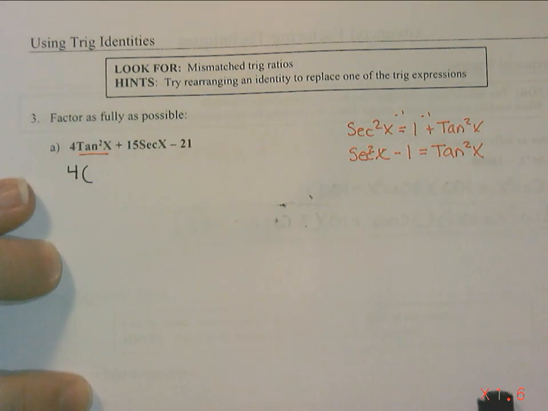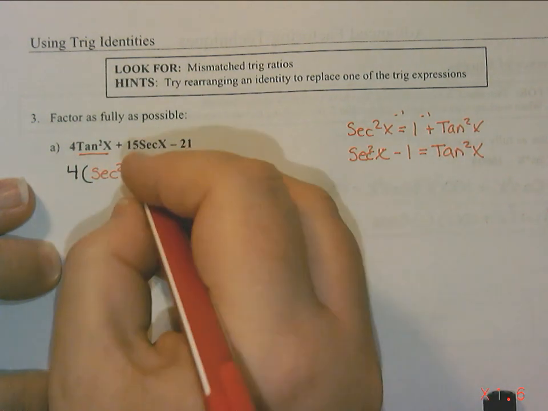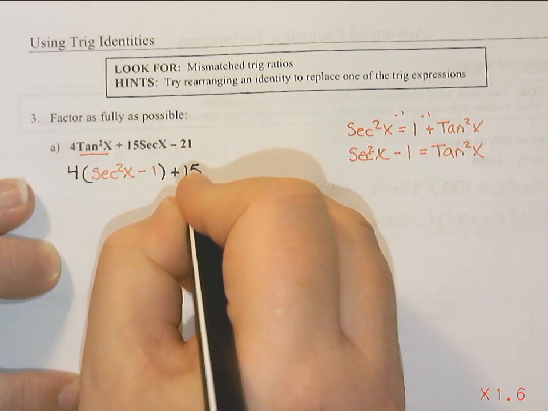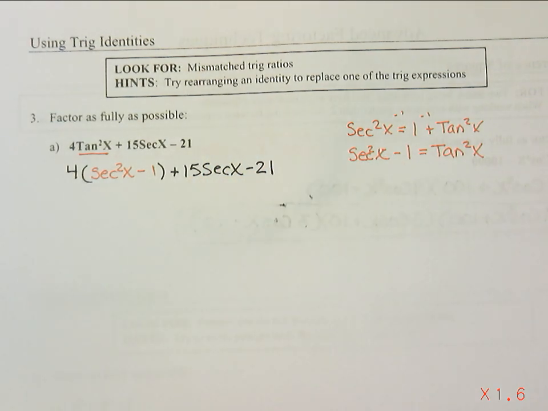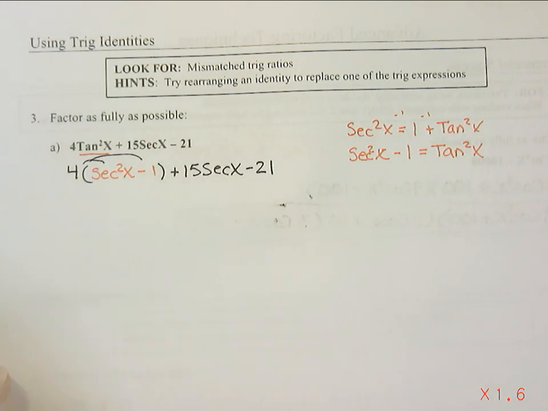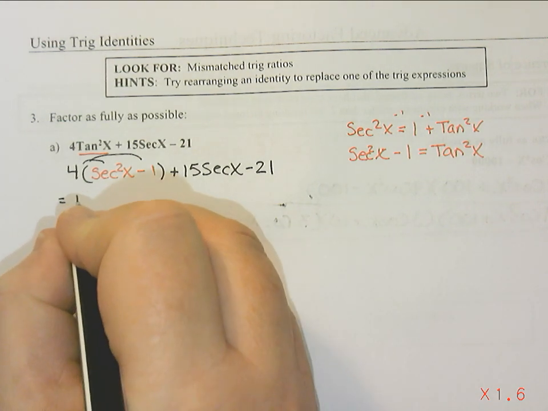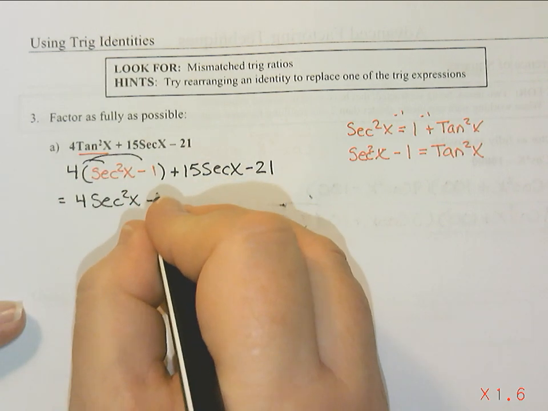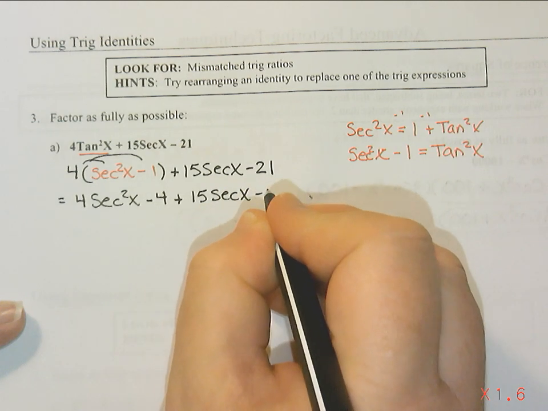So that's going to give me 4 times secant squared x minus 1, and then plus 15 secant x minus 21. And that's our expression that we're trying to factor. So I would multiply the 4 into the bracket. The bracket doesn't have an exponent on the bracket, so I would absolutely multiply that in. That's going to give me 4 secant squared x, and then minus 4, plus 15 secant x, minus 21.